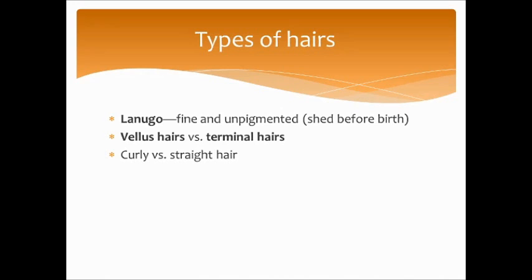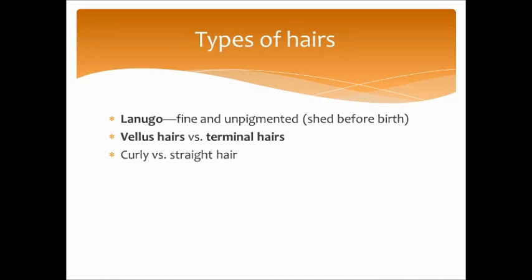So vellus hairs are your typical peach fuzz, so they cover the surface of all of your skin. The terminal hairs will be more heavy, more pigmented, and sometimes even curly depending on where they are. So your scalp hairs would be considered terminal. Some vellus hairs become terminal after puberty because of your hormones changing. And hairs can be curly or straight or somewhere in between on that spectrum.